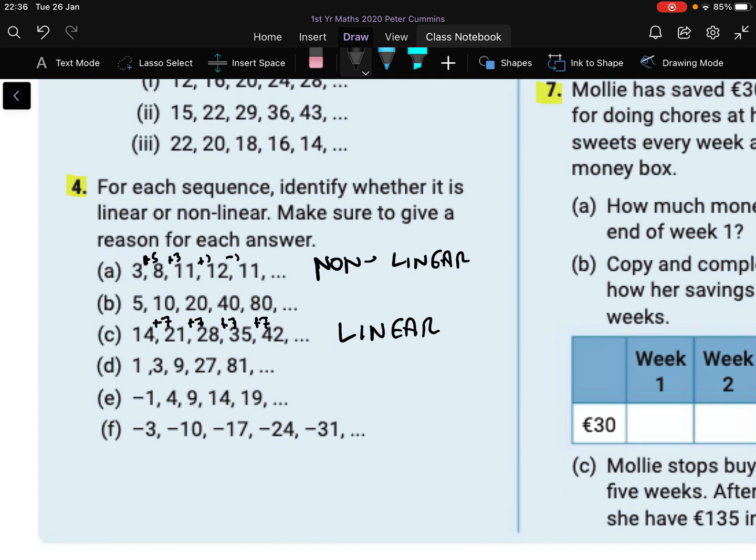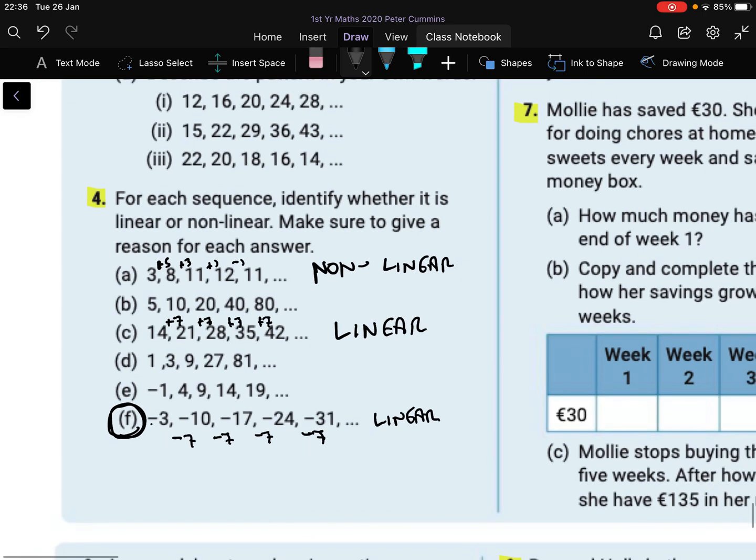I'll just do F, to do one that has minuses in it. The difference between minus 3 and minus 10 is minus 7. Minus 10 and minus 17 is minus 7. Minus 17 and minus 24 is minus 7. And minus 24 and minus 31 is minus 7. So here's another linear one.